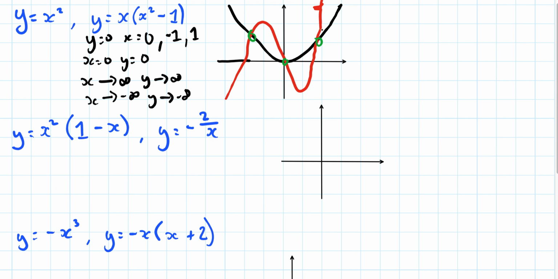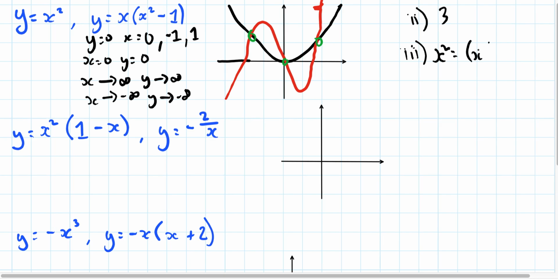So part 1 is drawing the graph, part 2, our points of intersection is 3, and part 3, write a suitable equation. I'm just going to substitute my y equals x squared into my second equation. So x squared equals x times x squared minus 1. We don't need to solve it, we're just asked for the suitable equation.